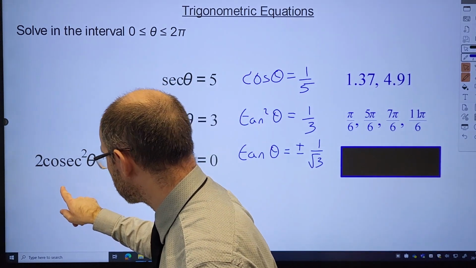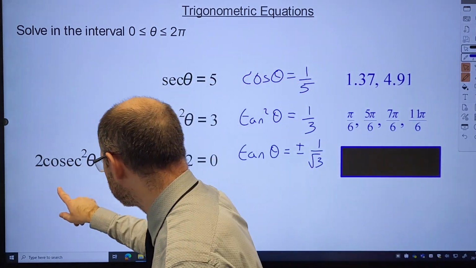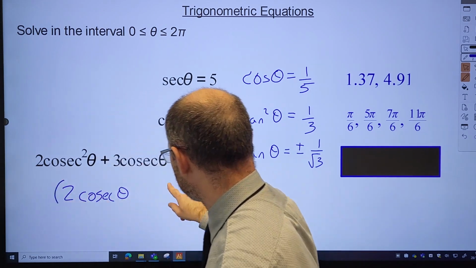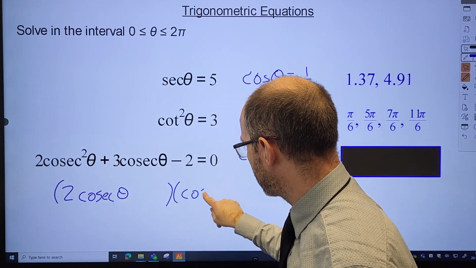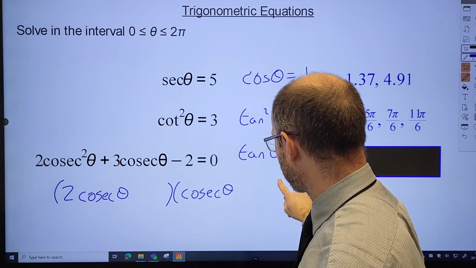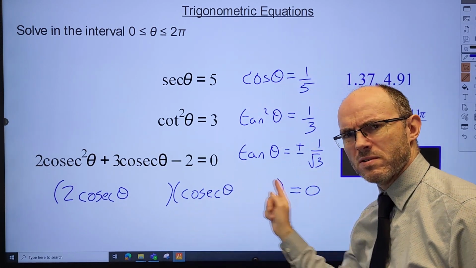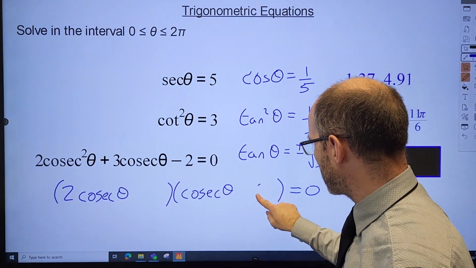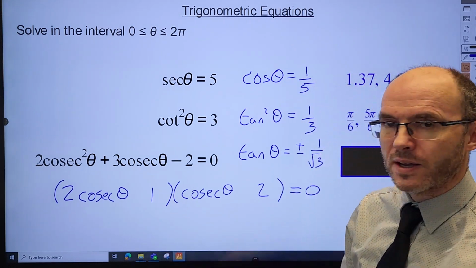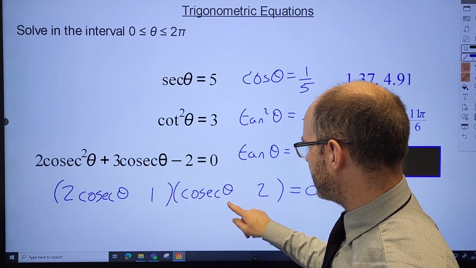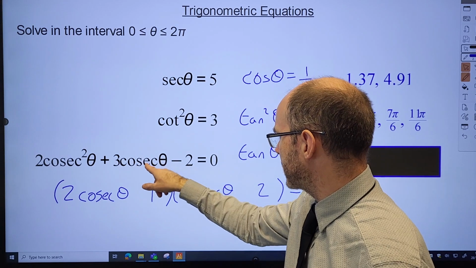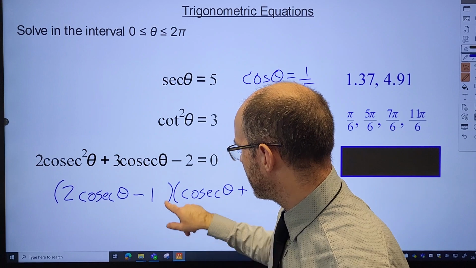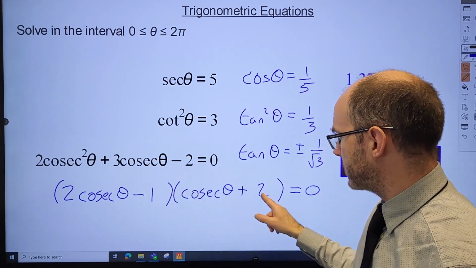So two pairs of brackets because you've got the three-term quadratic. So 2 cosec theta, and this will be cosec theta, equals 0. Don't forget the equals 0, it's an important part of this because it's an equation. And you have 1 and 2, so it will be 2 there and 1 there. And this needs to be positive 3 cosec, so that's going to be plus 4 cosec minus cosec to give you the 3. So that's that.